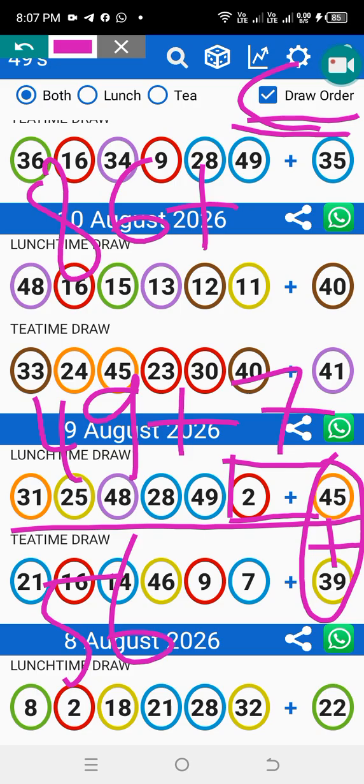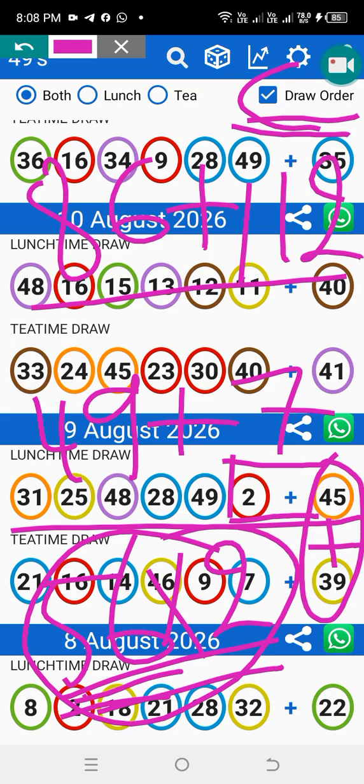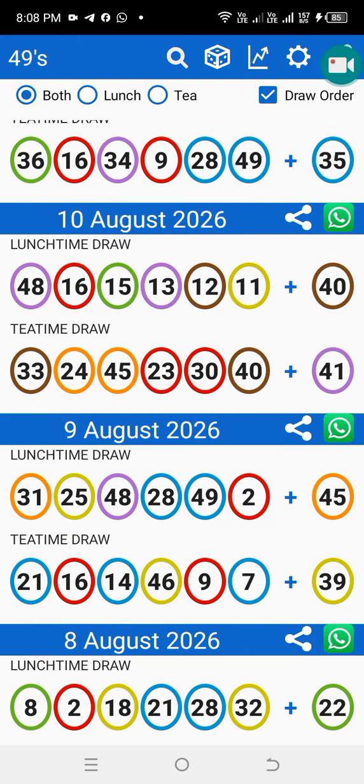Then since 56 on lunch and 56 on tea, we multiply by 2. Because we have 2 draws, that's the reason of adding this answer here. So 56 times 2 is equal to 112. You add 112 here on this code. Please remember to watch the video till the end, because the answer lies in patience.